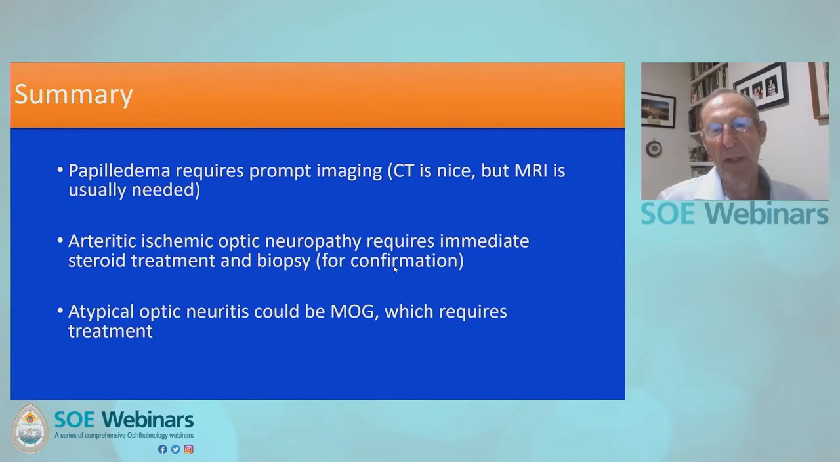And finally, atypical optic neuritis could be MOG. It could also be NMO, although MOG is somewhat more likely. And I believe you're going to be hearing more about these newer forms, or more newly recognized forms, of atypical optic neuritis. There are other forms of atypical optic neuritis besides MOG that you need to know about, and you need to pursue the workup and get on it relatively quickly.